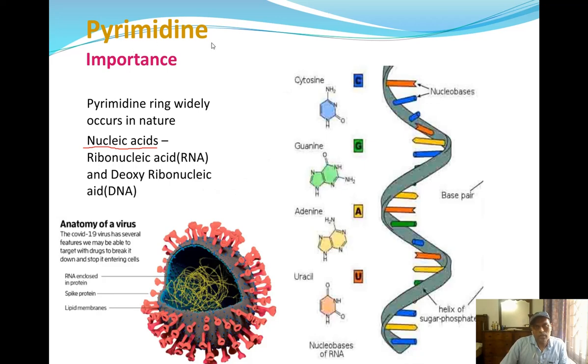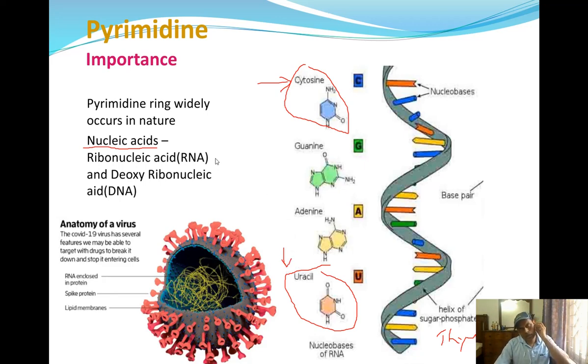And these pyrimidine bases, actually there are three pyrimidine bases, right? Those are cytosine, uracil. Okay, there is one more pyrimidine base, that is thymine. So that is thymine. Right. These cytosine and uracil are present in RNA, and this thymine is present in DNA.